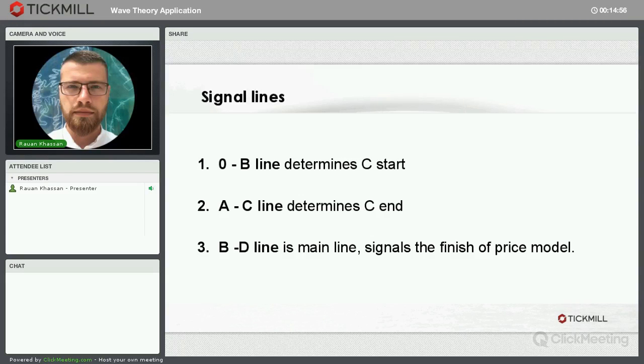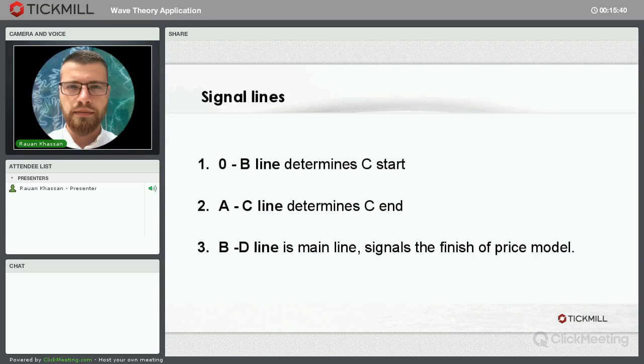Once you know the main patterns, it's good for you to analyze signal lines. So now we are going to determine 3 signal lines that may help you enter the market and have a good winning strategy. So the first line to follow is 0B line. 0 means the start of price formation of symmetrical triangle. Usually this line determines start of wave C, and this is the first moment to enter it.